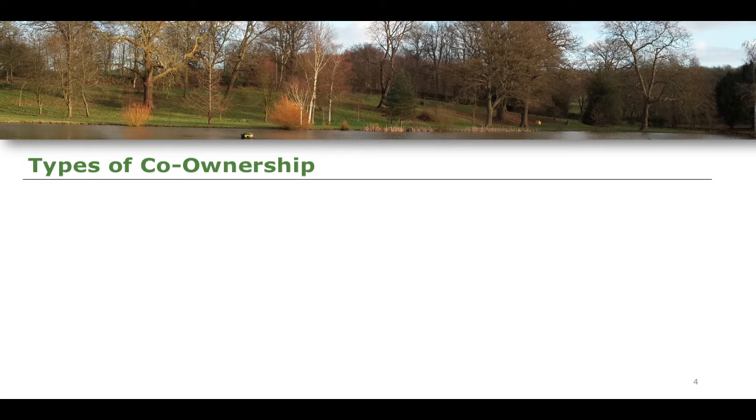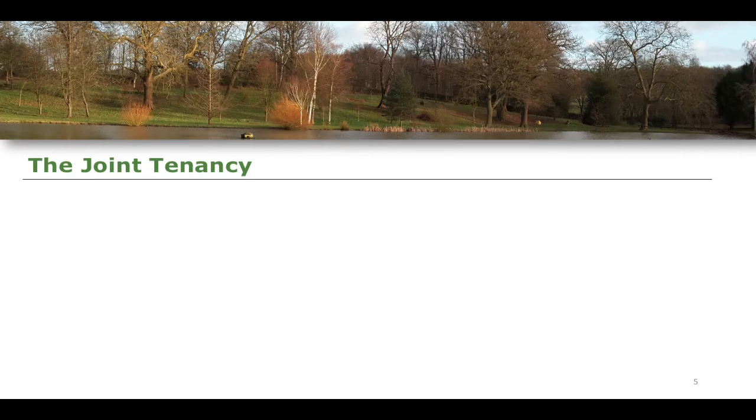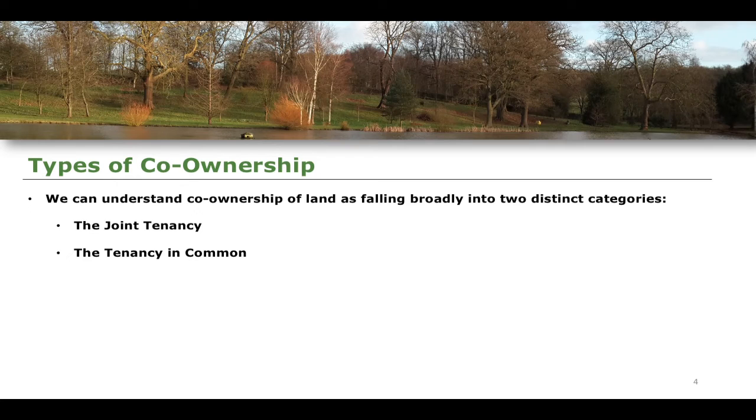So there are two main types of co-ownership that exist in land law. We can understand co-ownership as falling broadly into two distinct categories. You have firstly the idea of the joint tenancy. This is going to be the topic of the first lesson when we get to looking at this in more detail. You then also have the tenancy in common. These two are the types of co-ownership that you can have when we think about co-ownership of land.